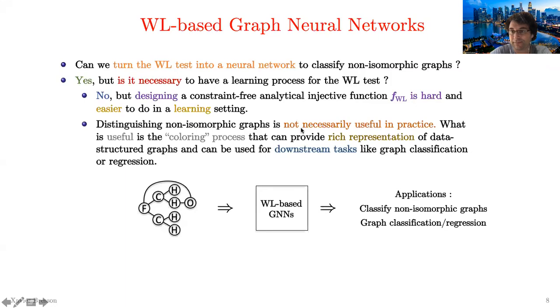And the other advantage, which is actually the most important one, is that, first of all, distinguishing non-isomorphic graphs is not necessarily very important in practice. What is very useful is the coloring process, because the coloring process is going to generate rich features for the nodes, and we are going to use this rich representation of the graph for downstream tasks like graph classification or graph regression, which is quite useful.